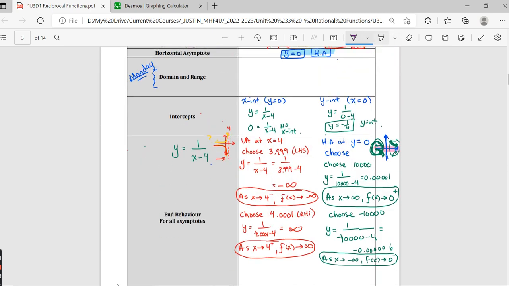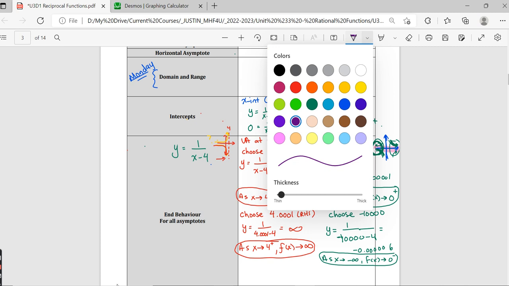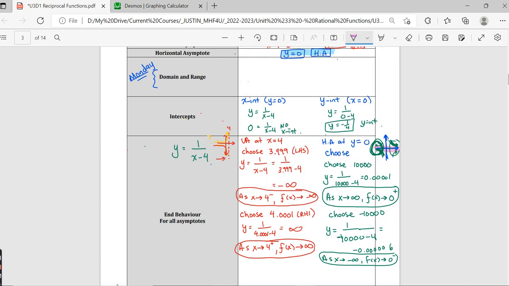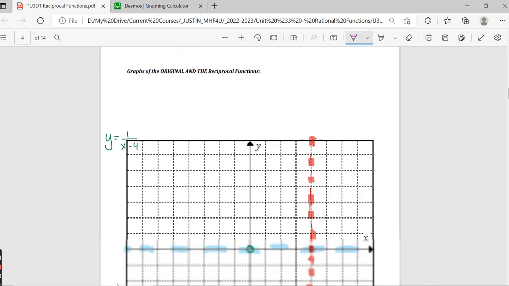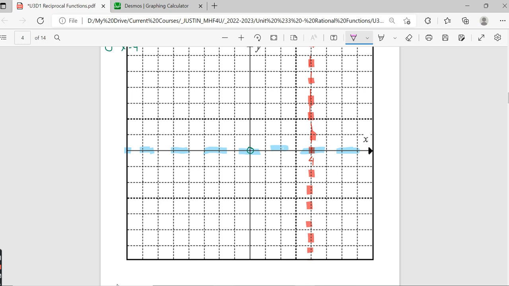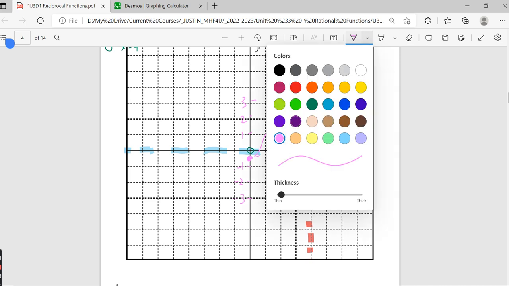Oh, wait, intercepts, right. So let's use pink for the intercepts. There's no x-intercept, but there is a y-intercept at negative 1/4. So negative 1/4, let's assume that all these values are 1. So this would be negative 1, negative 2, negative 3. This would be 1, 2, 3. Okay, so there's a y-intercept at negative 1/4, about right there.